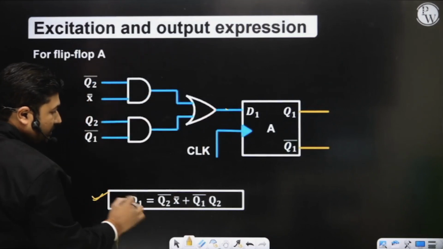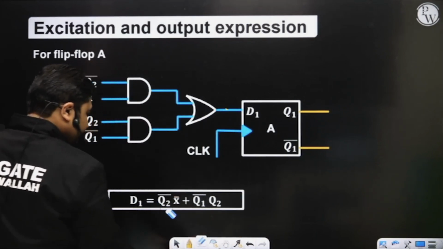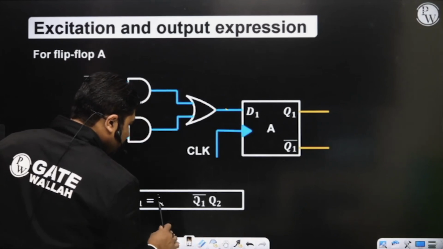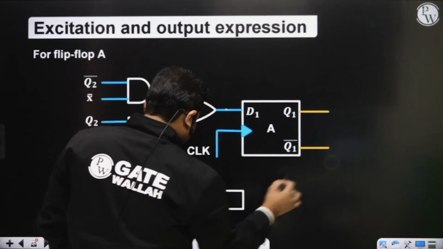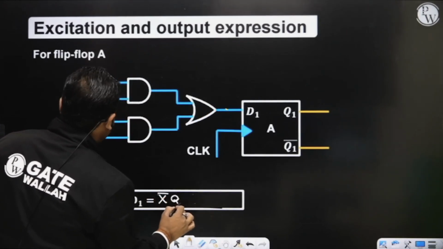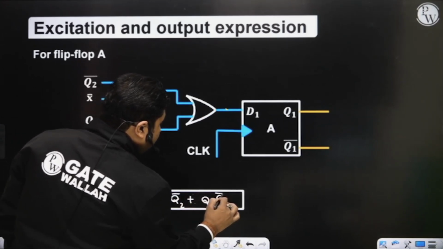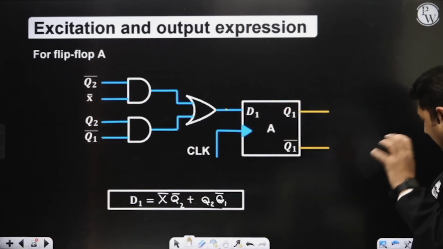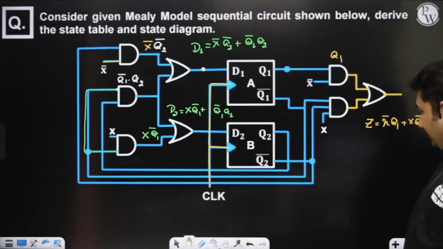D1 is equal to, we have observed, x bar Q2 bar. Let me write it here again. Please see. x bar Q2 bar plus Q2 Q1 complement. Can I write in this way? Yes, sir. Already I have identified the input applied to the D flip-flop. I'm just observing each of the flip-flops individually now.